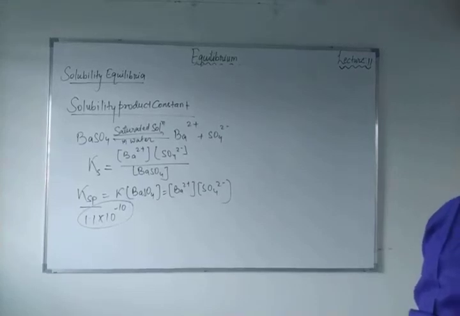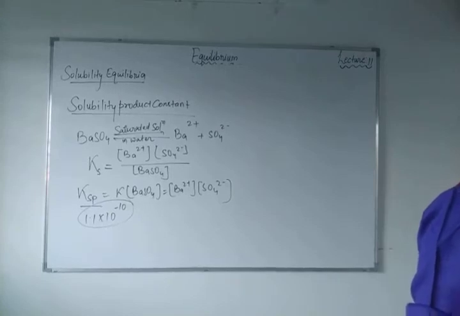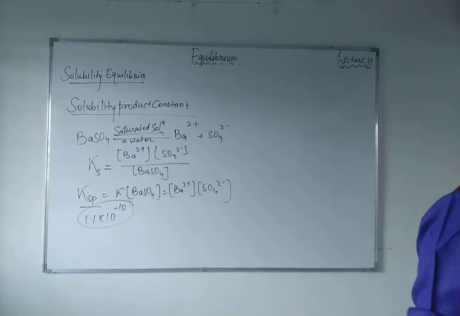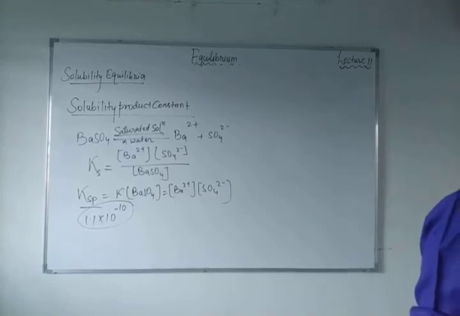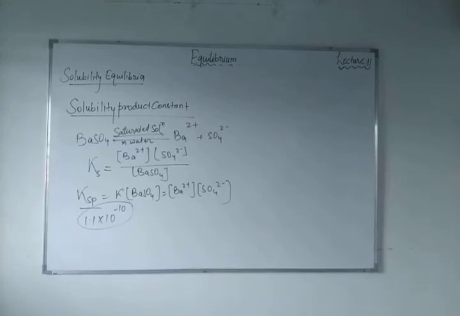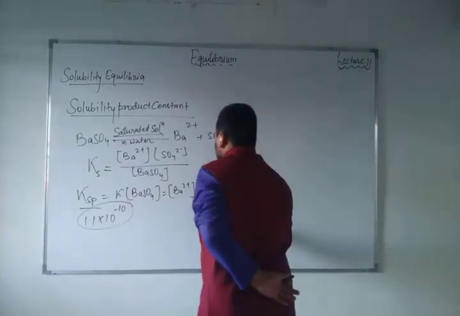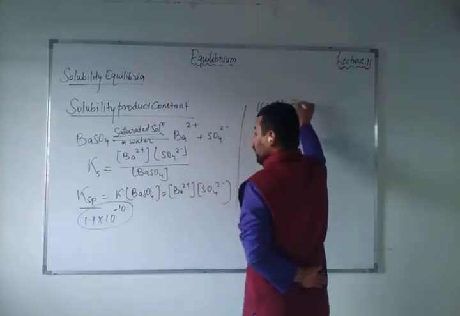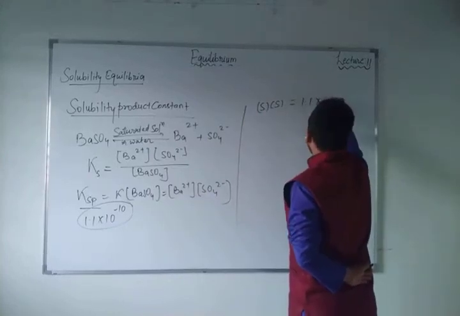the product of the concentrations of the barium and sulfate ions is equal to its solubility product constant. The concentration of these two ions will be equal to the molar solubility of the barium sulfate. So if I talk about the molar solubility, then about the barium and sulfate, the molar solubility S into S is equal to 1.1 into 10 to the power minus 10.